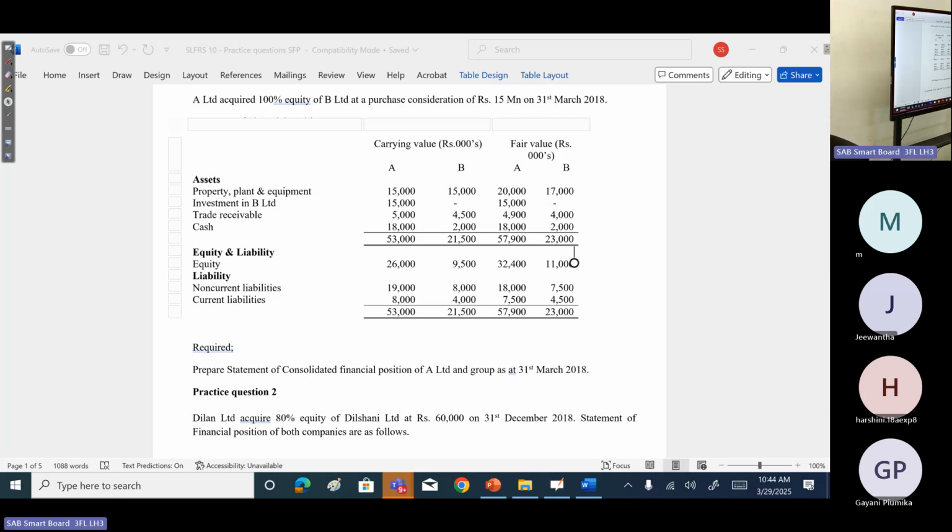A and its group, as at 31st March 2018, consolidated financial position. From A you take carrying value, from B you take fair value. The last two columns are what we add up. Today the middle column is given for you to select the appropriate columns, so that you understand the idea.